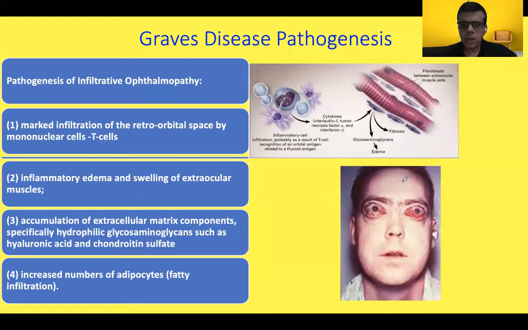Infiltrative ophthalmopathy is an important clinical entity of Graves' disease. Graves' disease causing infiltrative ophthalmopathy is due to marked infiltration of retroorbital space by active CD4 T cells. And there is inflammatory edema and swelling of extraocular muscle. There is infiltration of these immune cells that elaborate various cytokines like interleukin-1, tumor necrosis factor, IFN gamma.